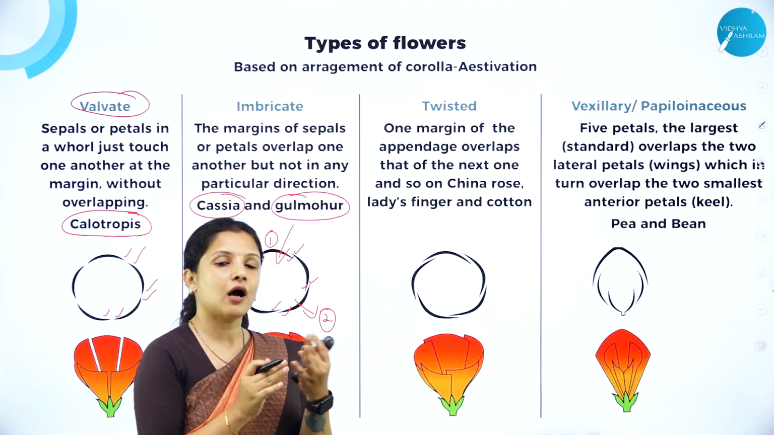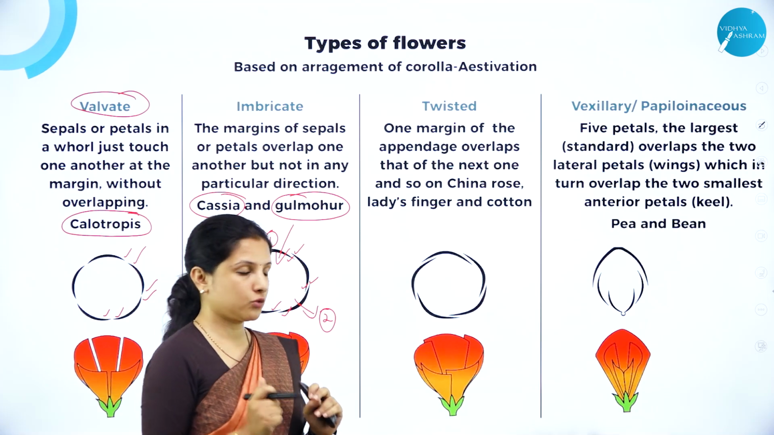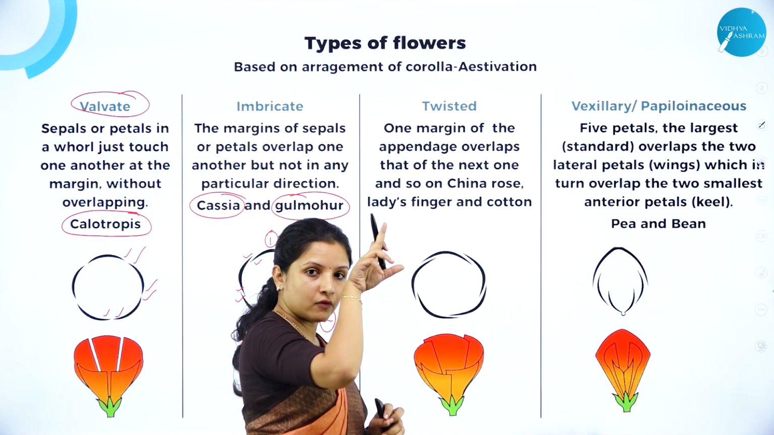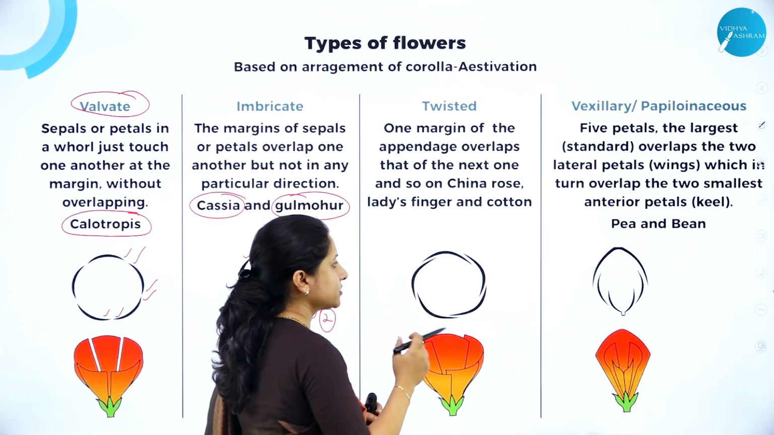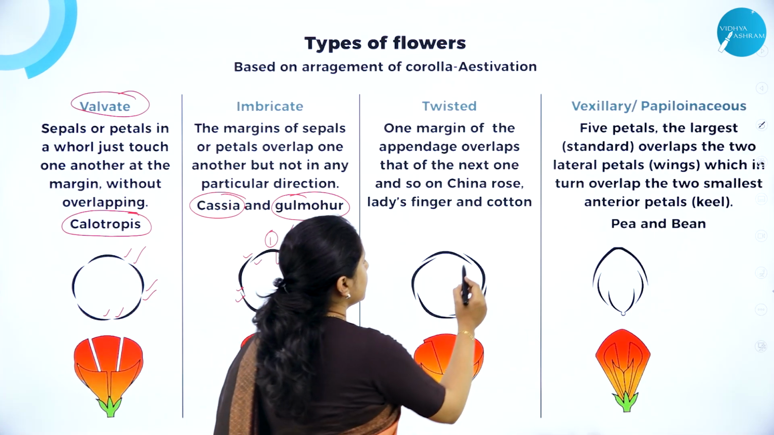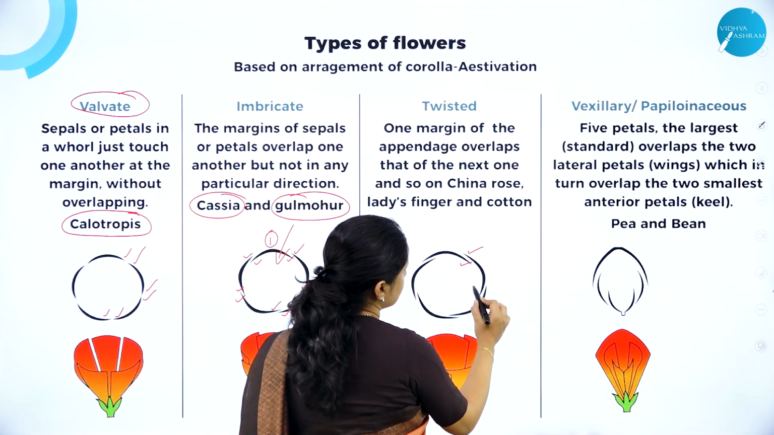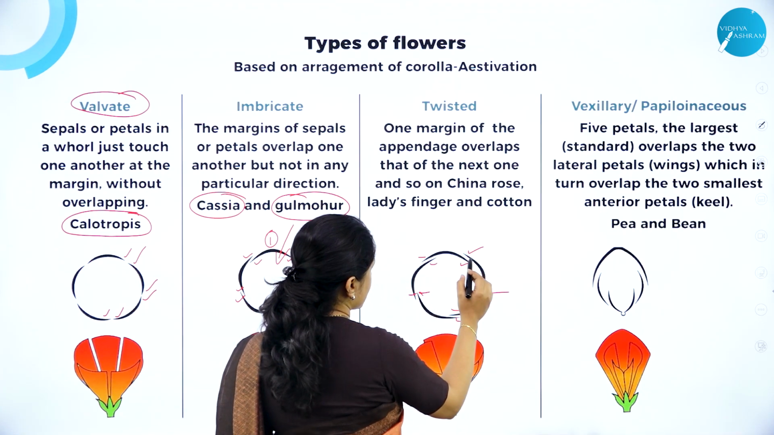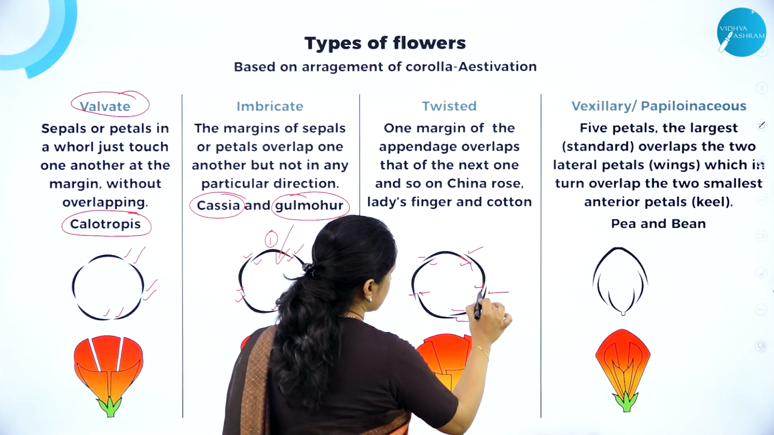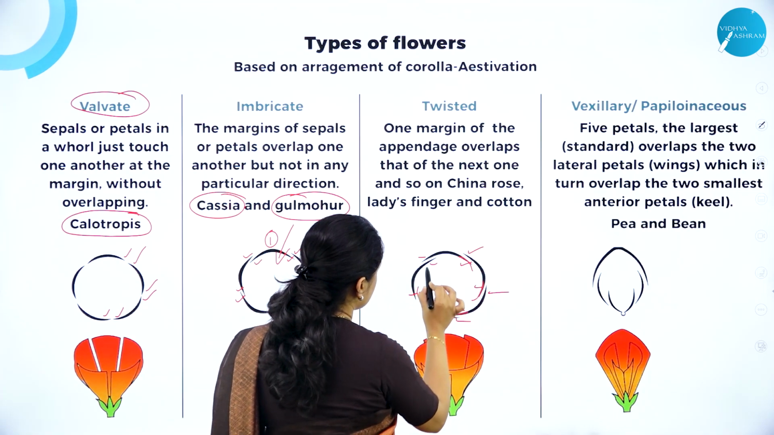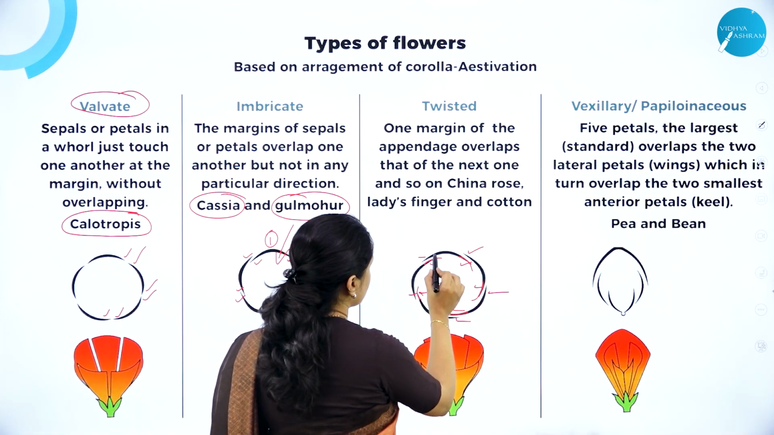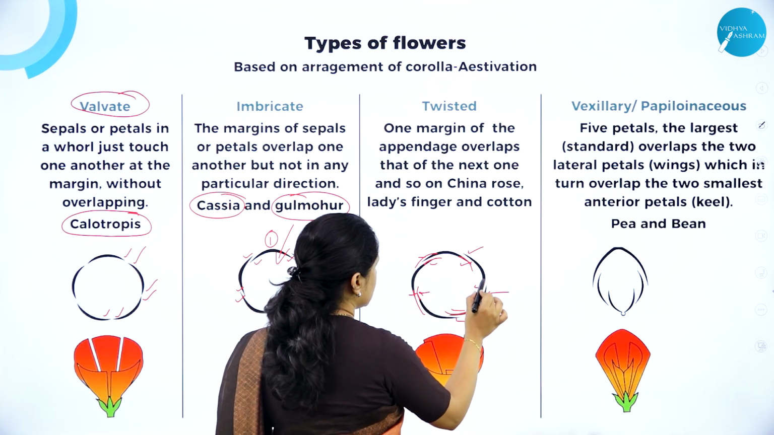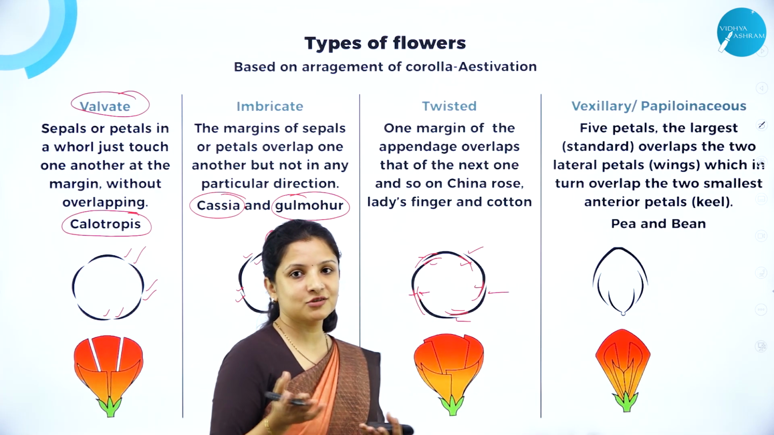The margins of the petals are overlapping with one another. Because they are overlapping in one direction, it shows a twisted-like arrangement. Here, this is overlapping with this one, that with this, this with this, in one direction. See, clockwise here, here, here, here, and then here, here also, here. It is in one direction only.